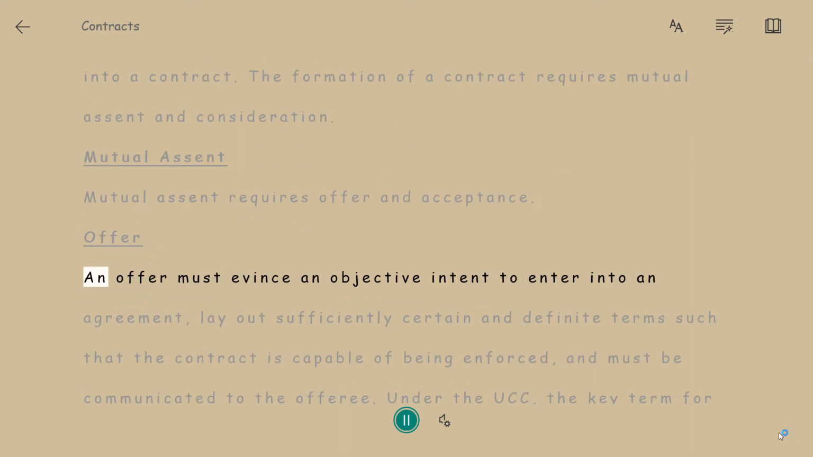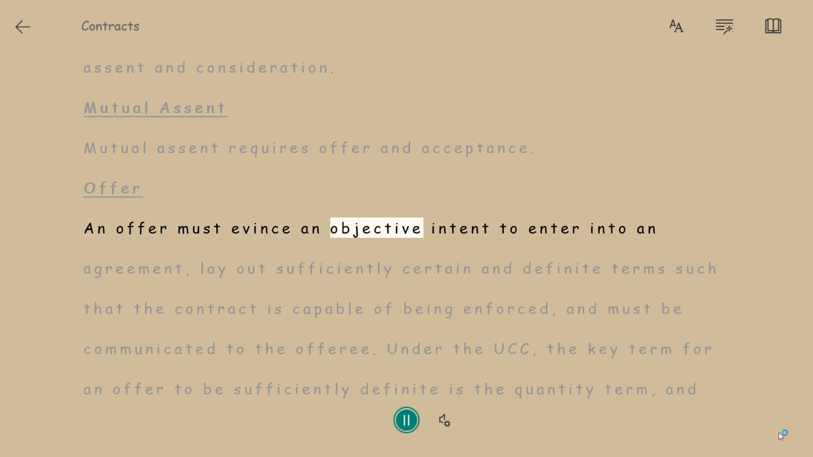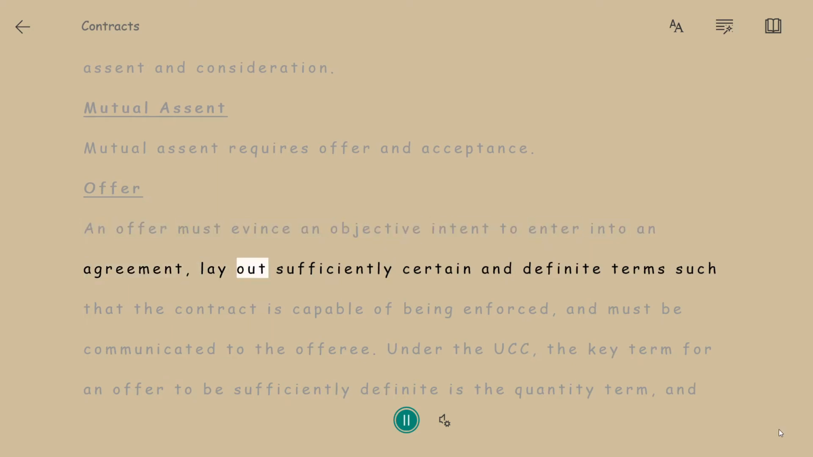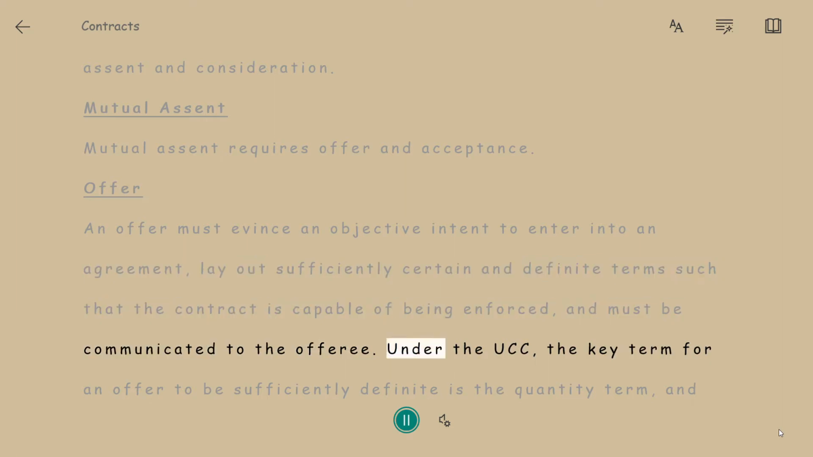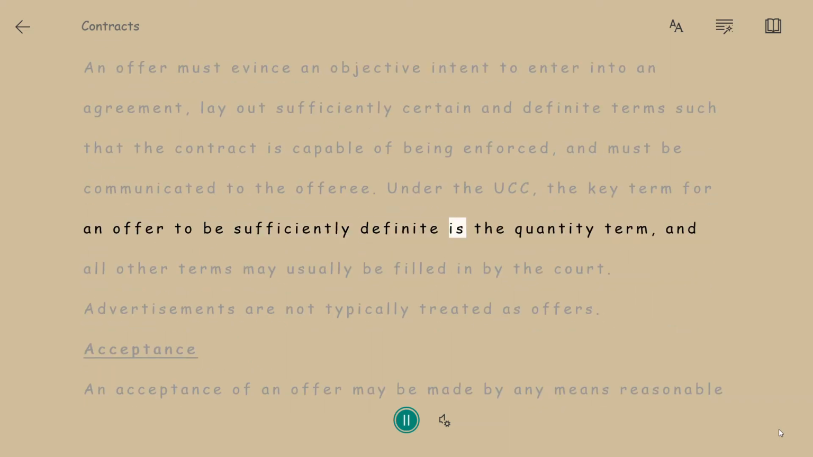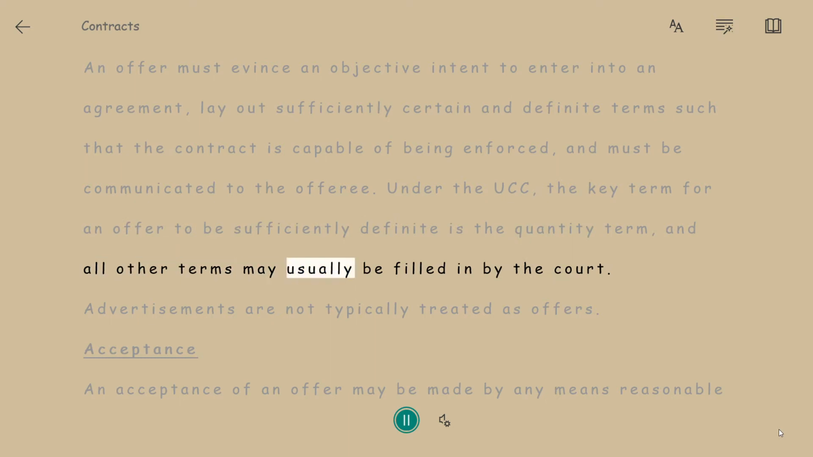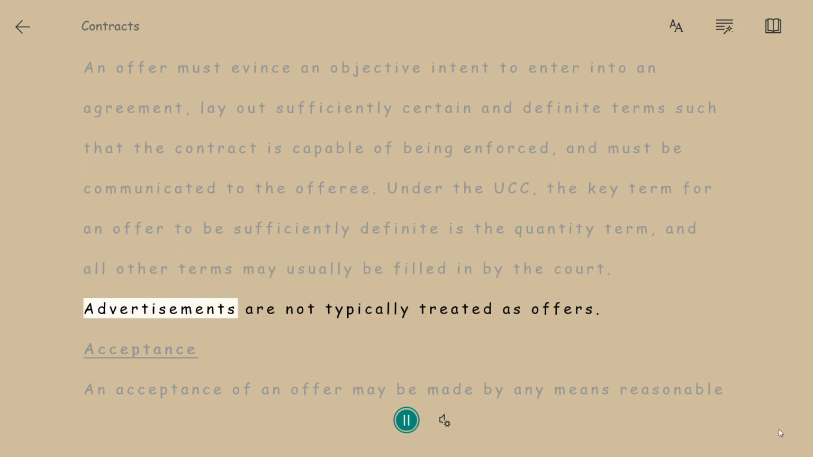Offer. An offer must evince an objective intent to enter into an agreement, lay out sufficiently certain and definite terms such that the contract is capable of being enforced, and must be communicated to the offeree. Under the UCC, the key term for an offer to be sufficiently definite is the quantity term, and all other terms may usually be filled in by the court. Advertisements are not typically treated as offers.